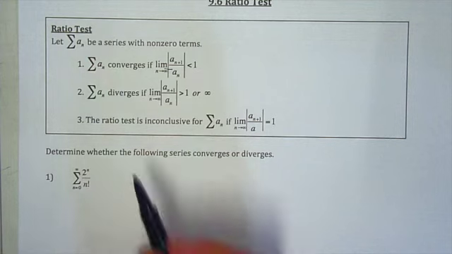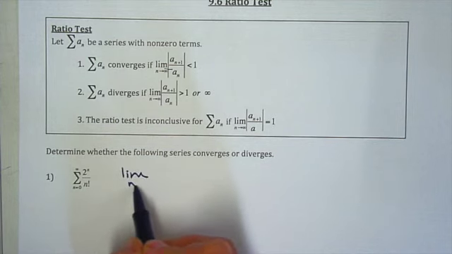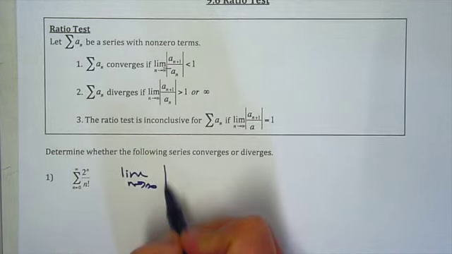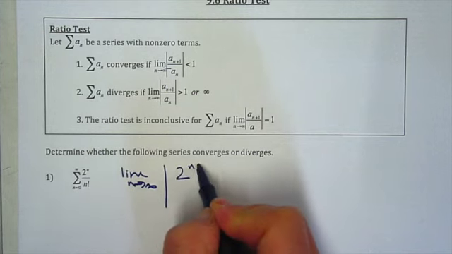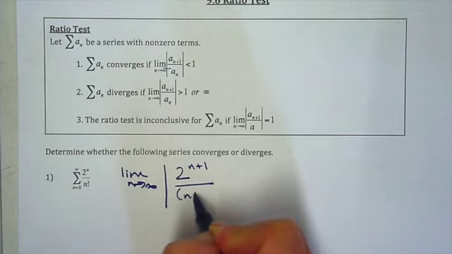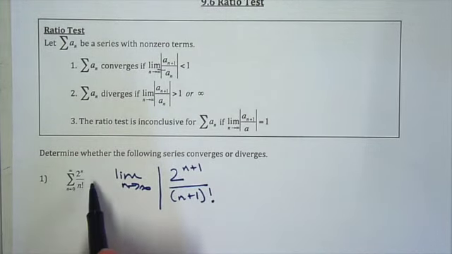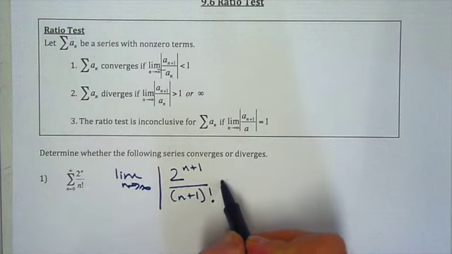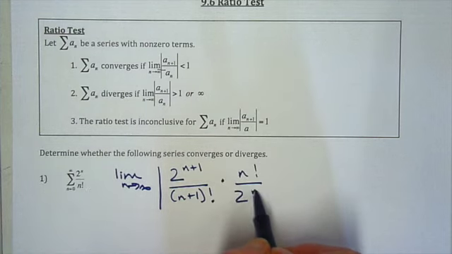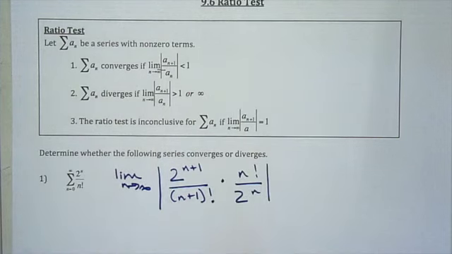Okay, so step 1 on the ratio test is set up your ratio. So limit as n goes to infinity. You take the n plus first term, so anywhere there's an n, you replace it with n plus 1, and you're going to divide it by the nth term, which is the same as multiplying by the reciprocal. So here's my setup. Next, let's try to simplify things before we take the limit.